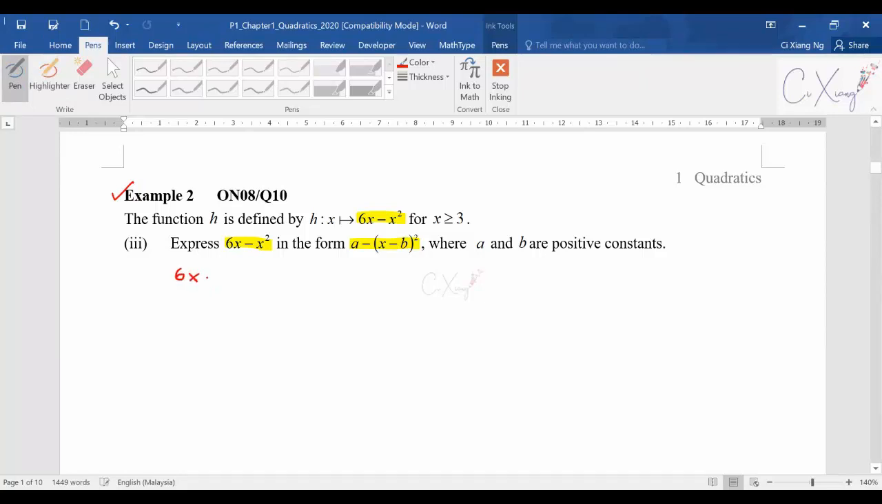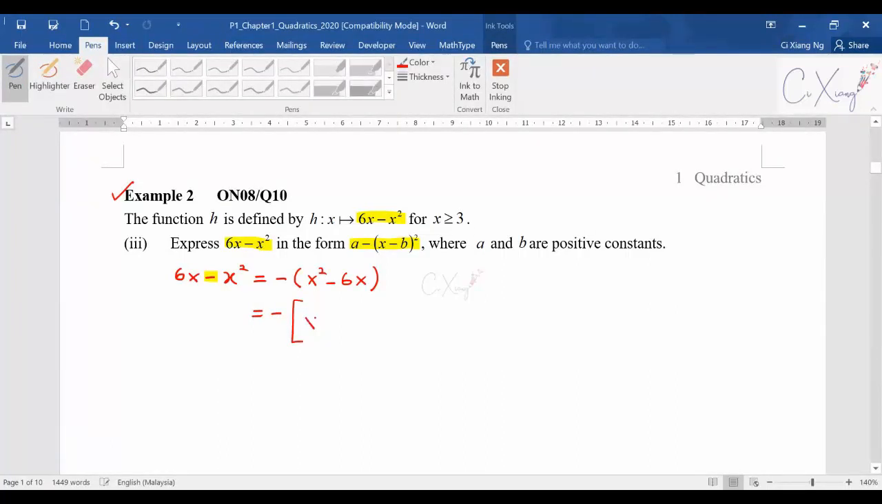So 6x minus x squared, you can check the coefficient. You can see the coefficient of x squared is not a 1, right? If it is not a 1, then you need to factorize the negative out, and you write it as negative x squared minus 6x. Okay, so when you factorize the negative out, the coefficient of x squared becomes 1 already. You have to make sure that this is a 1. Since you make sure that it is a 1 already, only then you start completing the square.